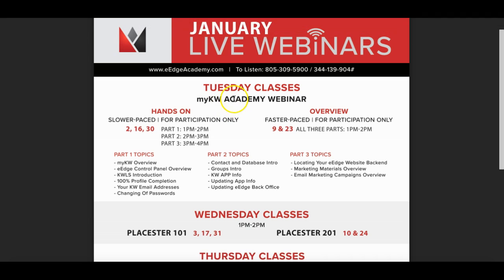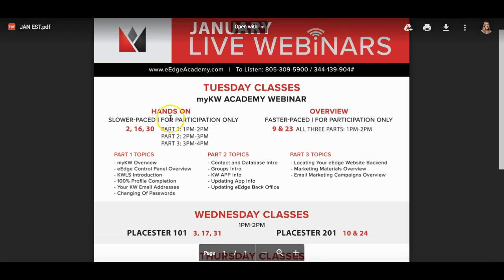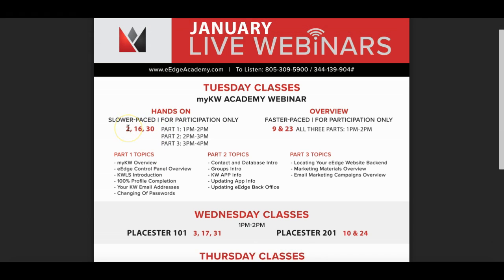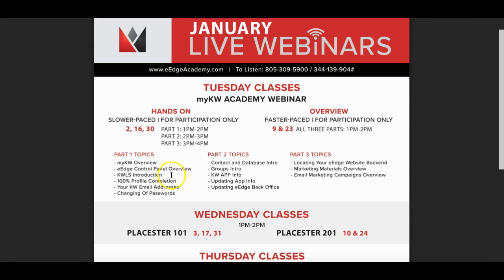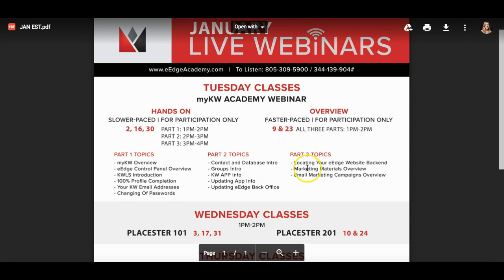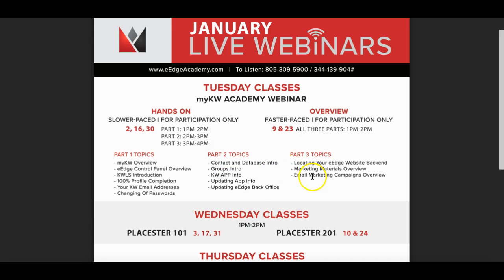So our MyKW Academy classes, we have 2 different versions. We have a hands-on class, which is split into 3 parts. We're teaching that on the 2nd, or we did January 16th and January 30th. Part 1 starts at 1 p.m. and then it's an hour after that, so 1, 2, and 3 o'clock. Down below you can see the topics of each class, so maybe you can only come for part of it, or you've already seen parts of this, or you already know how to do all this stuff. You can jump in when the different sections of this class start at either 2 or 3 p.m.